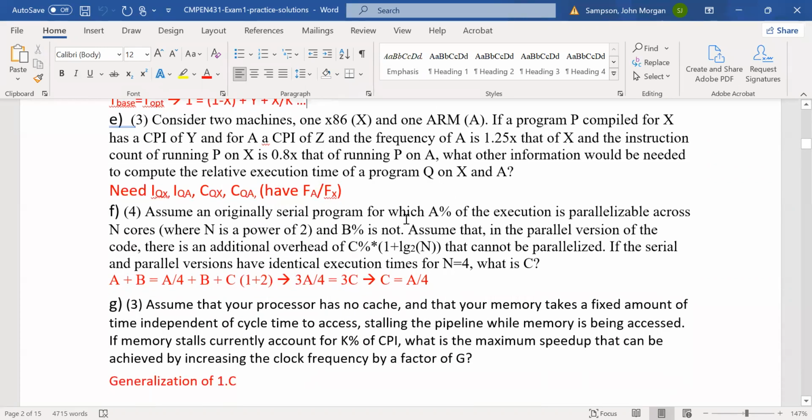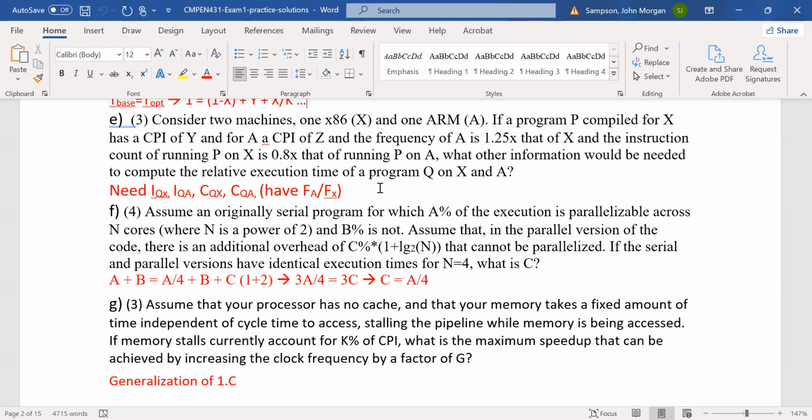Okay. E is a little bit of a, I won't call it a trick question, because it's not. But it's more about remembering what these values that I'm telling you actually mean. If I have 2 machines, one's x86, one's ARM, so they are very different ISAs. I have a program P compiled for X with CPI of Y and for A with CPI of Z. The frequency of A is 1.25 times that of X. And the instruction count of running P on X is 0.8 times that of running P on A. What information do we need for some program Q?